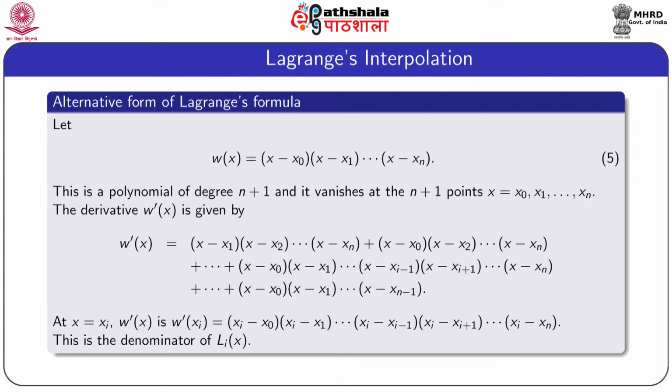Now, we find the derivative of W(x), the W dash x equal to (x minus x_1)(x minus x_2) up to (x minus x_n) and so on.